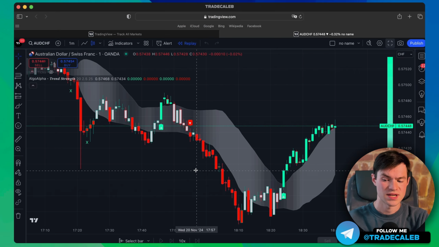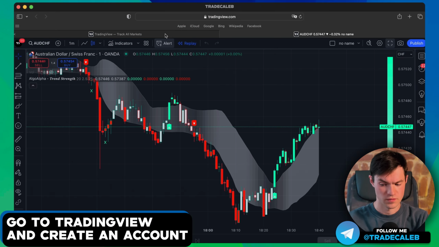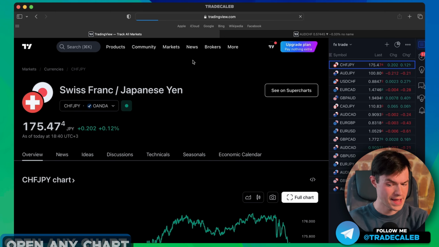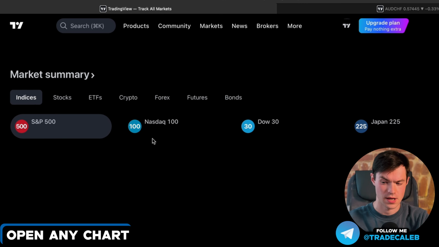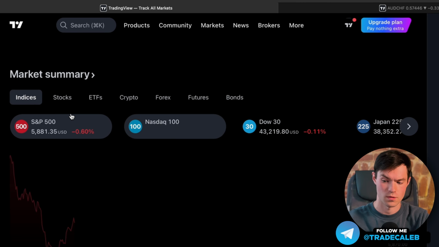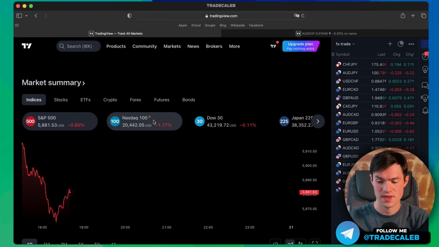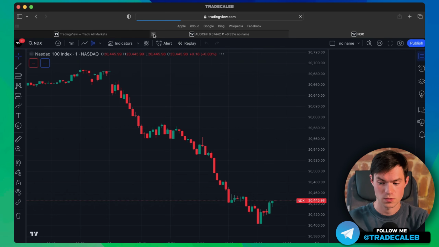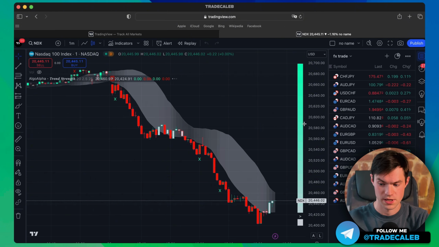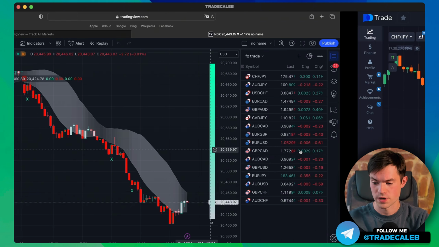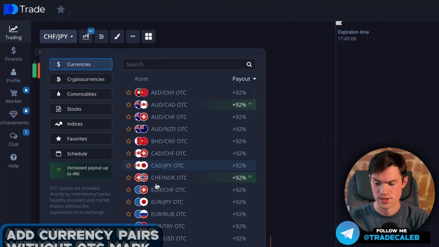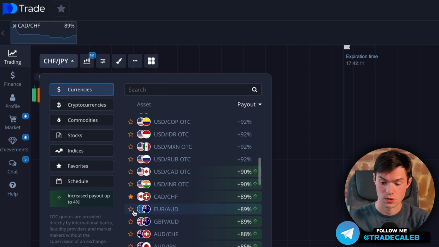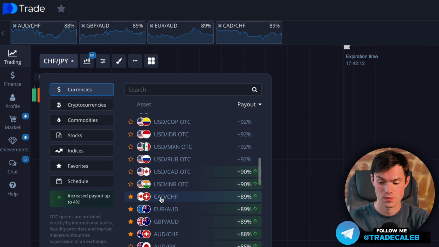To add such an indicator to the chart, we go to the TradingView platform, create a free account, open absolutely any chart, let's say S&P 500 or Nasdaq. Here we expand the chart to the full screen. And the most important thing for us is to add currency pairs from our platform. So we go to the Pocket Option and search for currency pairs without the OTC mark. It is very important because these currency pairs are listed on the world exchange.